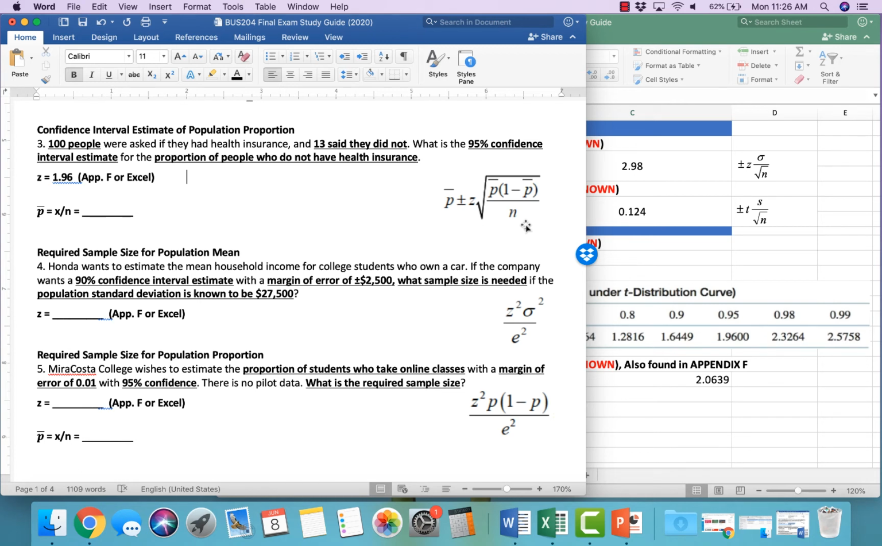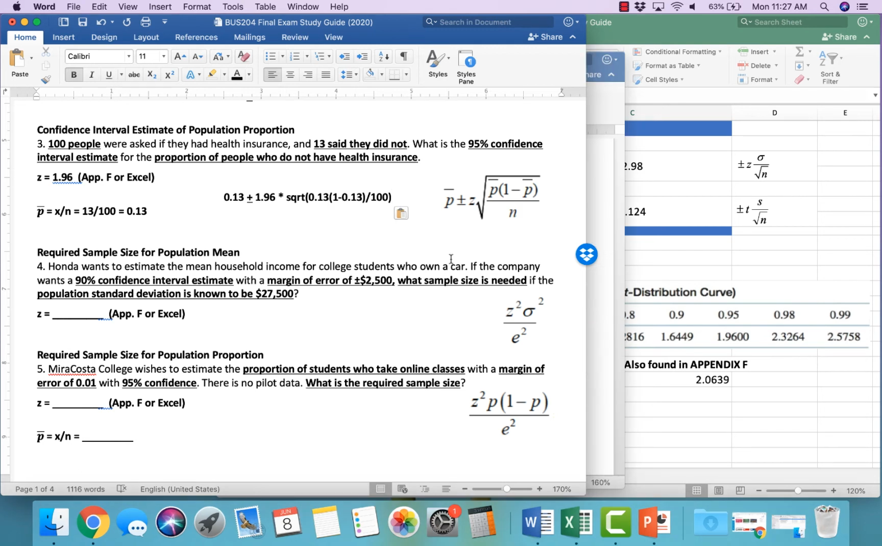But before we can use the formula, we need to find the sample proportion or p-bar. Our sample proportion is found by taking x over n, where x is the characteristic of interest and n is our sample size. Our x is people who do not have health insurance, and 13 said no, divided by our n of 100 people. That gives us 0.13 for our sample proportion.